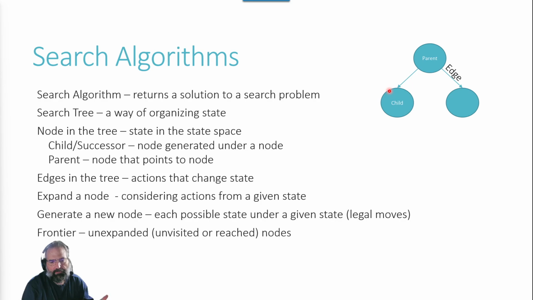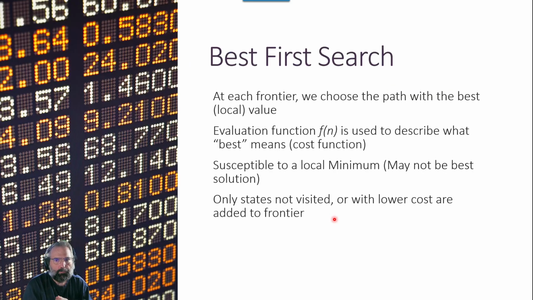Edges in the tree are actions that can change the state. And in this case, we're modeling these nodes as states. So the edge is something that changes the state. Expand a node is considering an action for a given state. And then you may generate a new node. So each possible state under a given state. So when there's legal moves, you may have some additional moves that become available because of a move you've made. The frontier is that unexpanded, unvisited, unsearched set of nodes at the edge of the search tree.